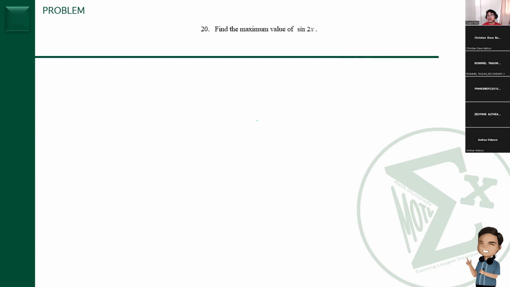Find the maximum value of sine 2x. So what are the bounds of sine and cosine? I'll give you: sine can be in between negative 1 and 1. Cosine is in between 1 and negative 1 also. Tangent can be anything from infinity to negative infinity. You can have any tangent for that matter.